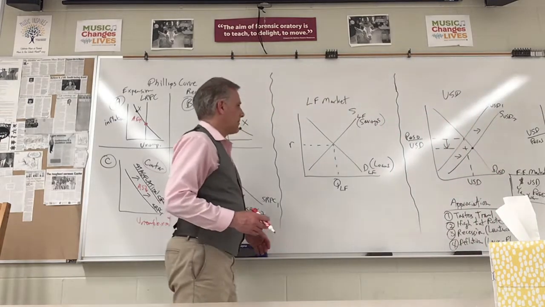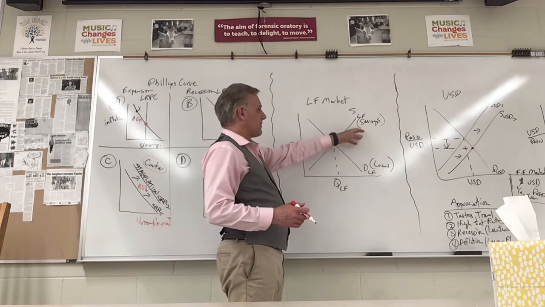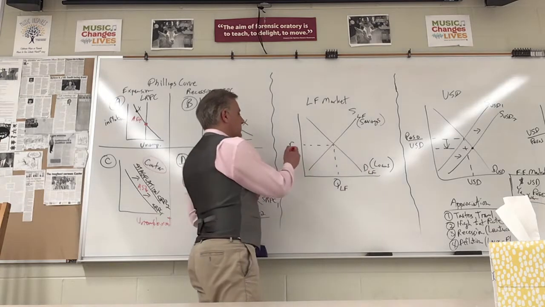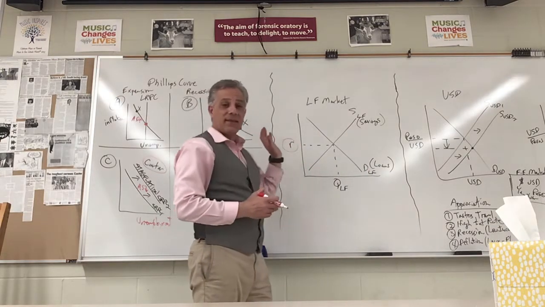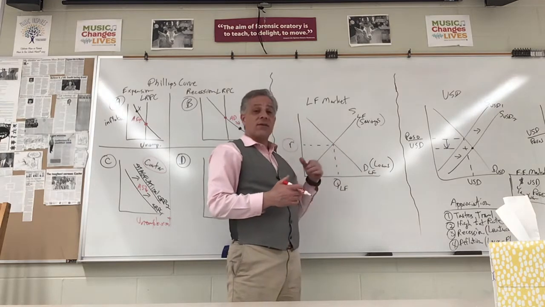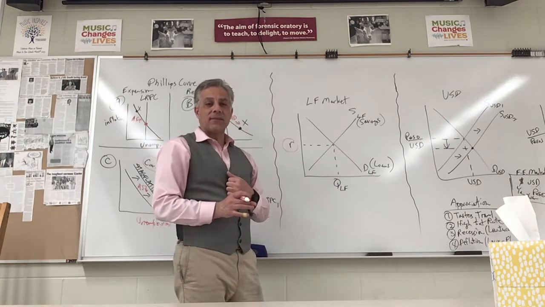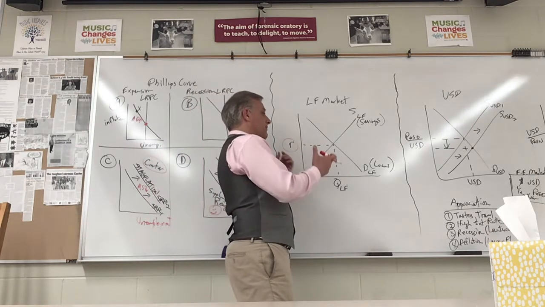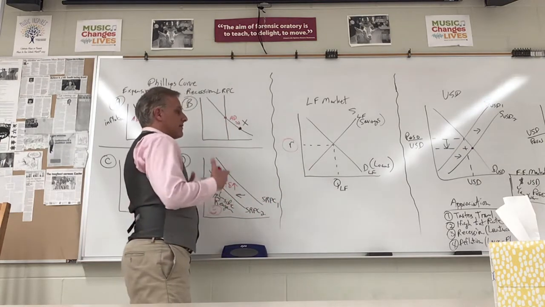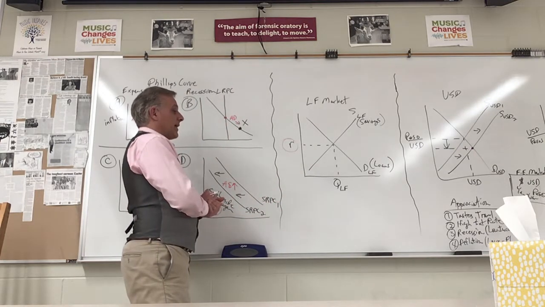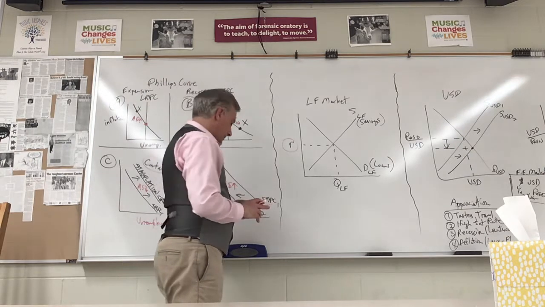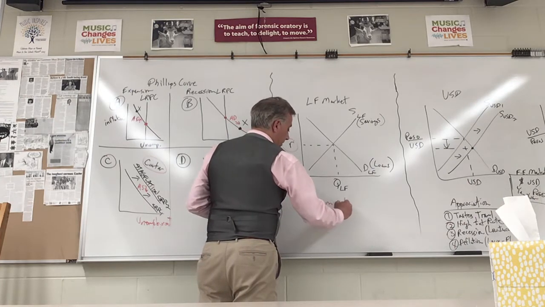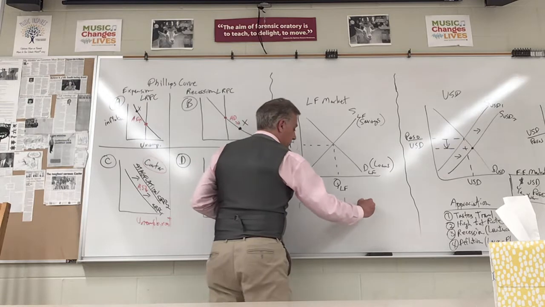The loanable funds market: savings is the supply of loanable funds. Demand for loanable funds is the loans, and then we have a real interest rate, because these deposits and loans are over an extended period of time, unlike the money market, which is just overnight lending. This can be 5, 10, 15, 20, 30 years. You're going to have a lot of change in price level over that time, so we need to use a real interest rate. Remember, the real interest rate equals nominal rate minus inflation.